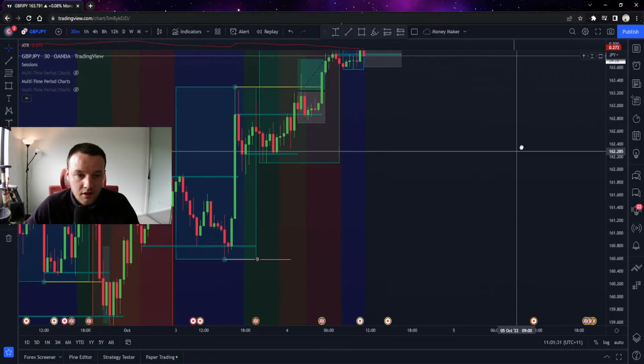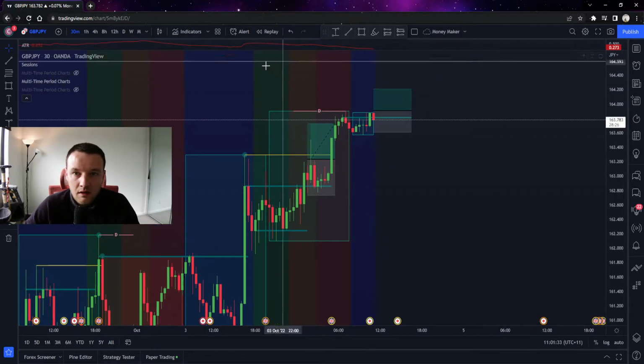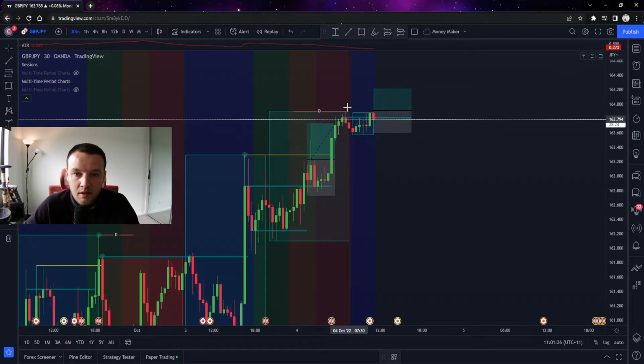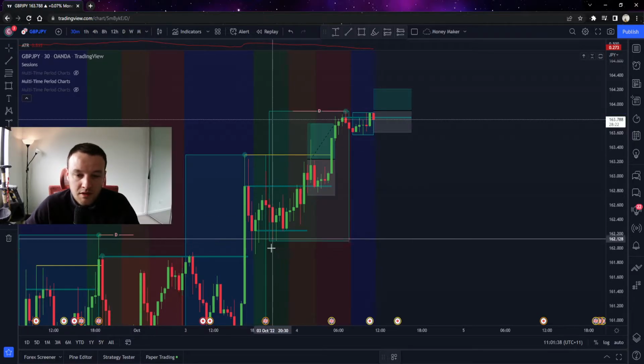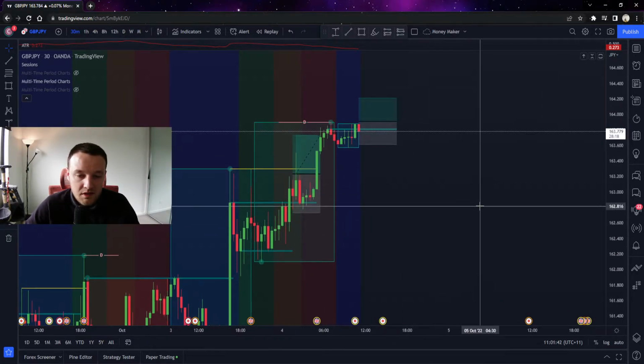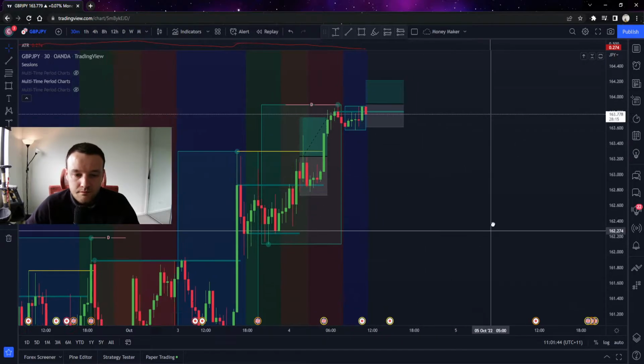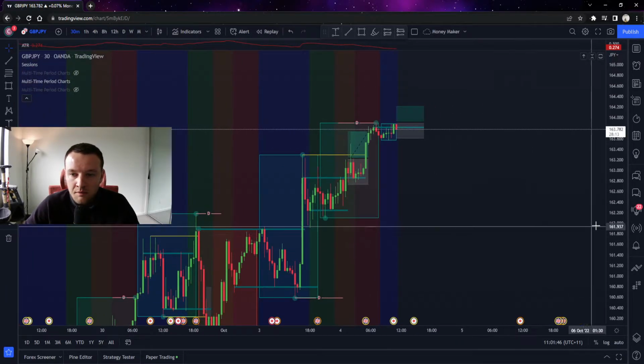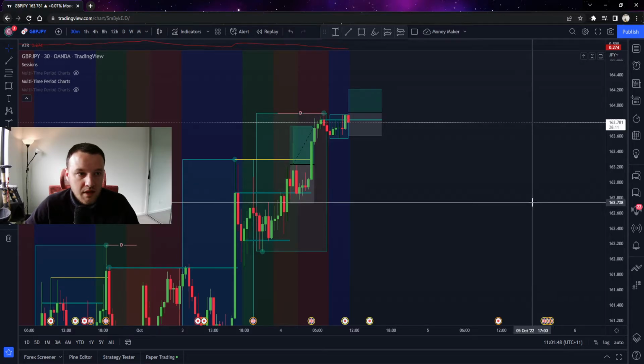So yeah, in terms of GJ, definitely looking for buys going into pre-London, London session. We'll see if we've created a resistance at that point, and we break it and look to continue up. So that's GJ.